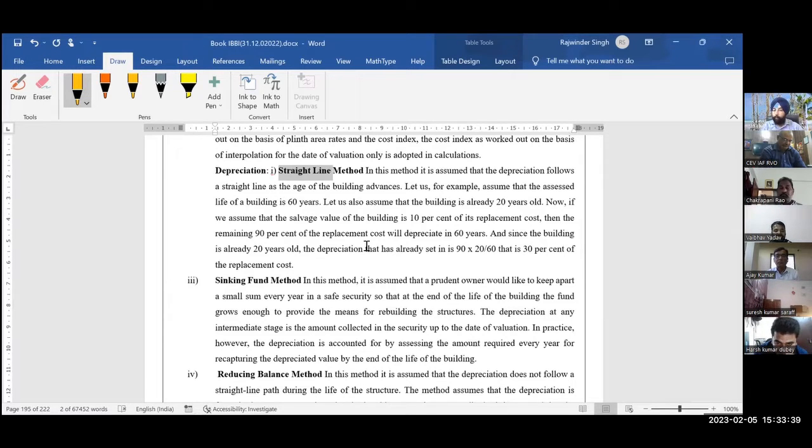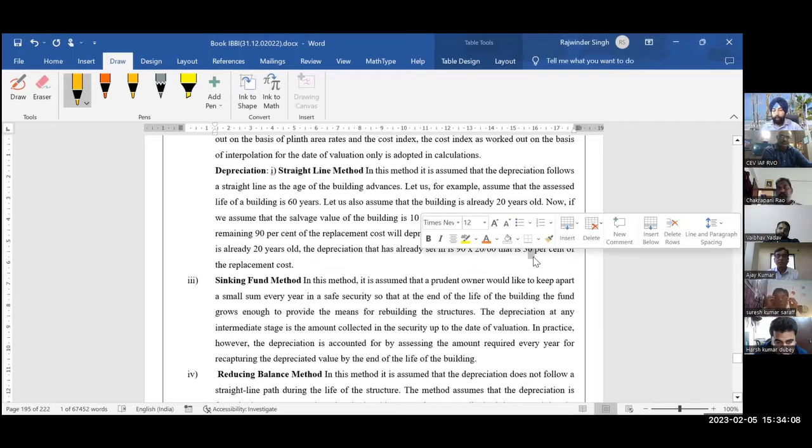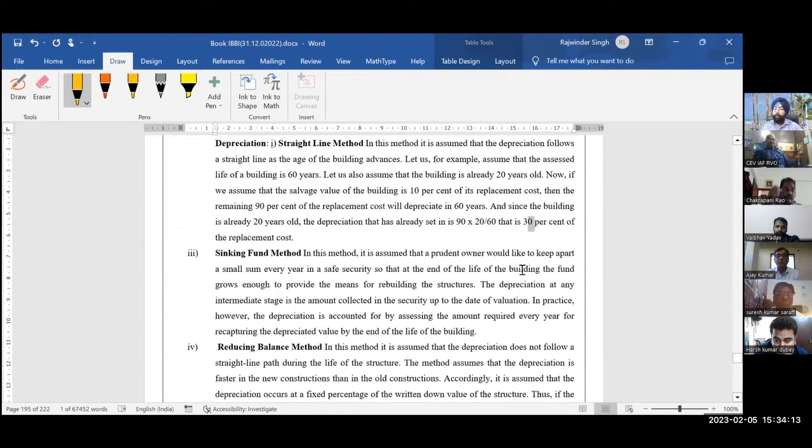As the building ages, as we have already discussed, if the age of the building is 20 years and the total life of the building is 60 years, and if 10% is salvage value, 90% of the value will depreciate in 60 years. So we can find out 90 upon 60 into 20, that will give you 30% value has been depreciated in 20 years.